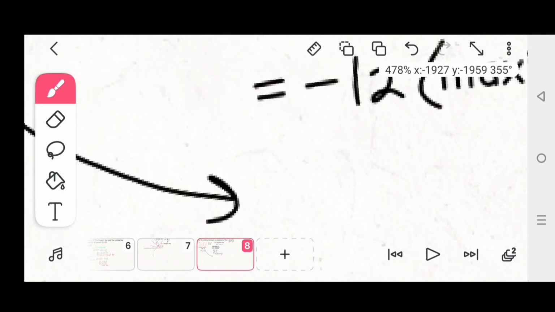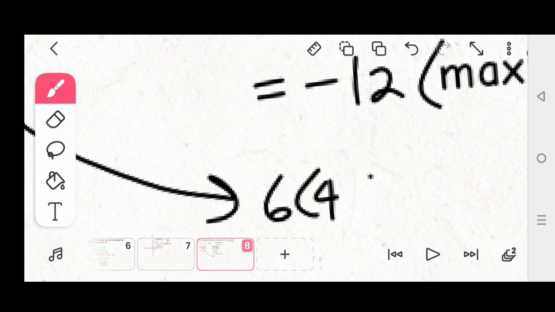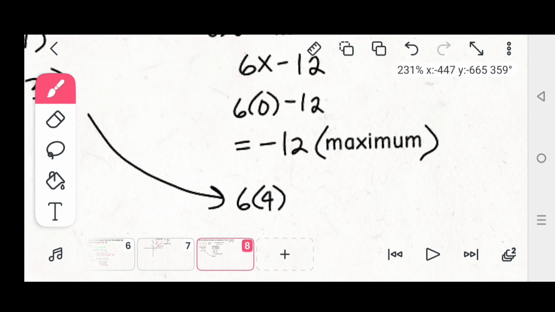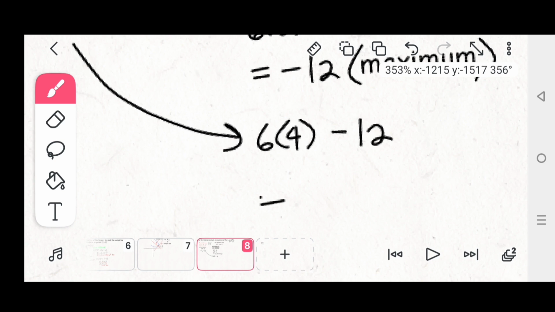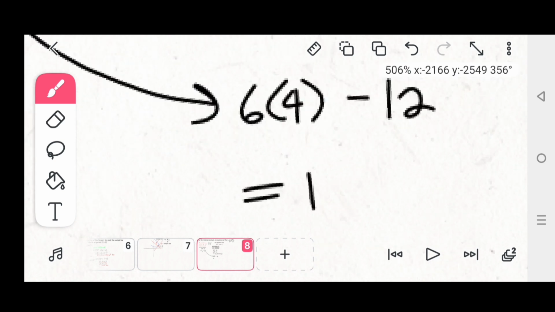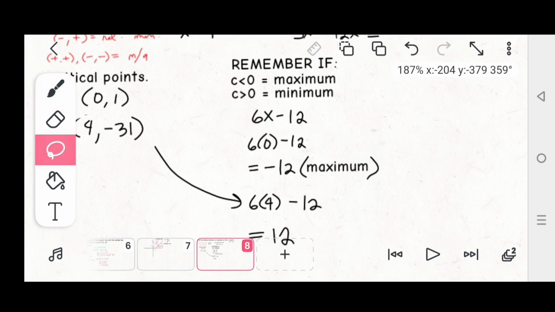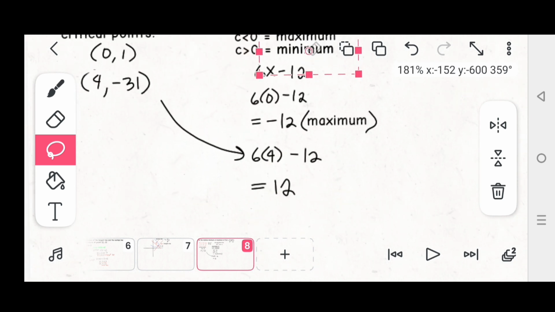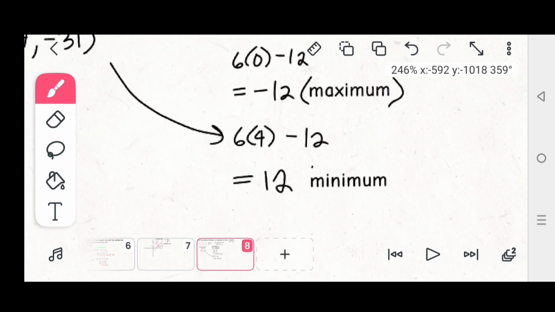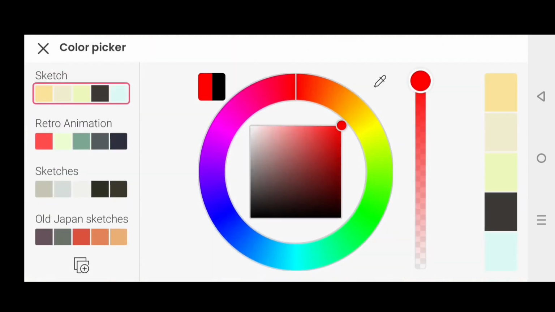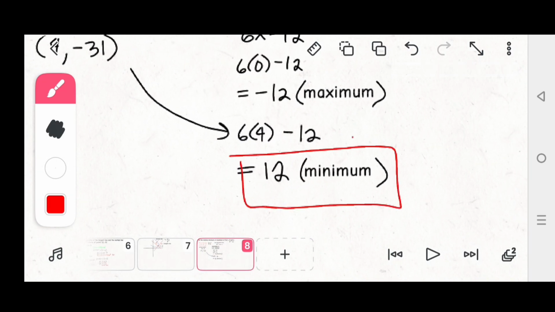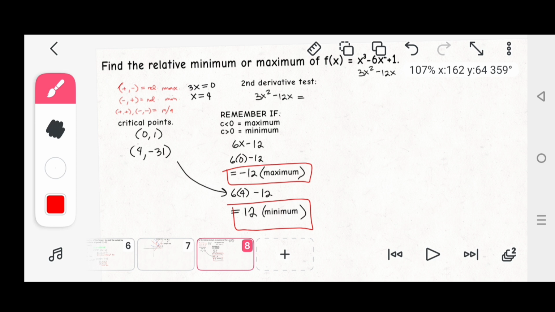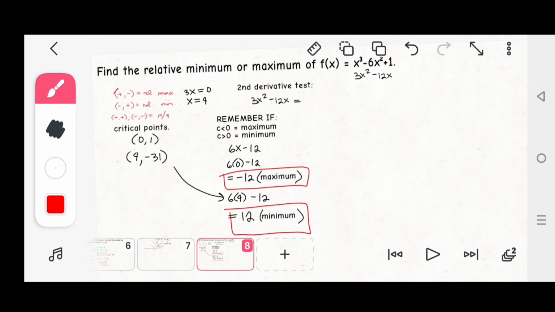And then we also need to do the second point. Take the value of x, 4, and substitute it: 6 times 4 minus 12 equals 12. And now, since 12 is more than 0, this means that the second critical point is a minimum. So this is the final answer. This is the maximum and minimum, the critical points, I mean.